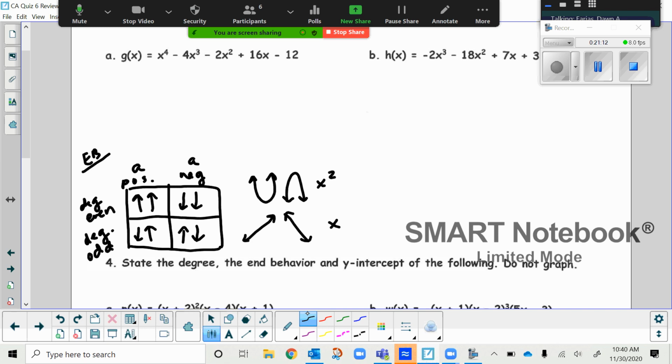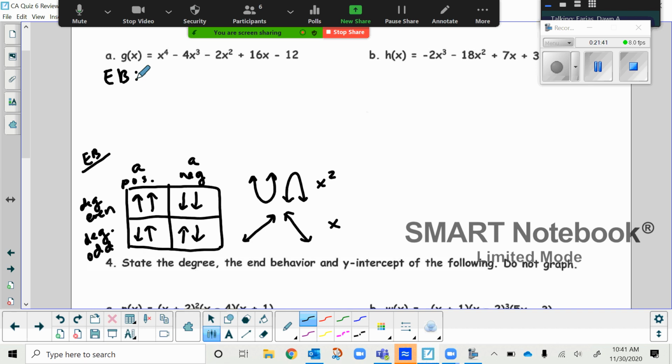So going to problem A, it's asking us for the end behavior and the y-intercept. That's going to be super easy for these problems. End behavior is determined by the A value. By the way, what is the A value in the first one? Do you remember what the A value is?